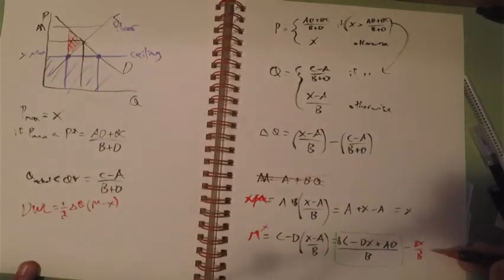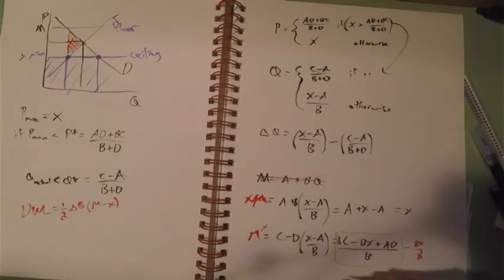Do we get anything fun out of that? I guess we can combine the dx with the bx, but, well, let's see, what do we have? We've got AD plus BC minus X. I guess this would be minus X of B plus D. I think I'm getting that right. All over B.